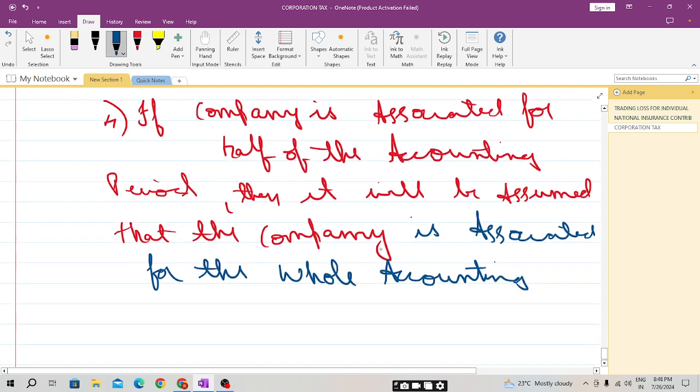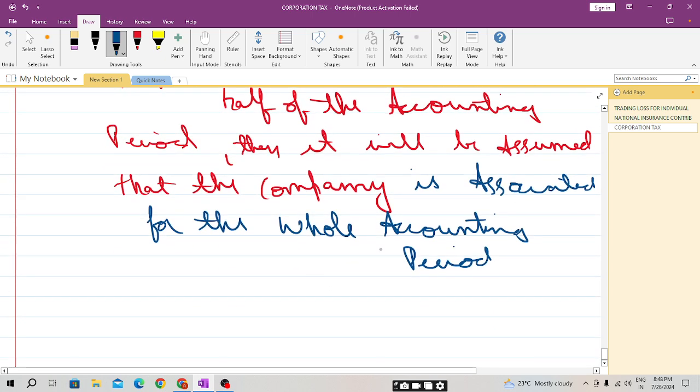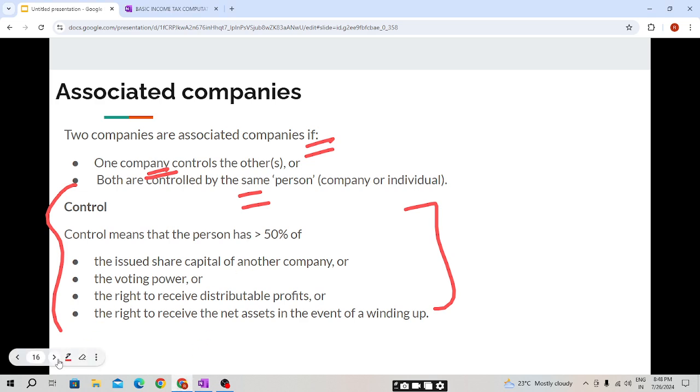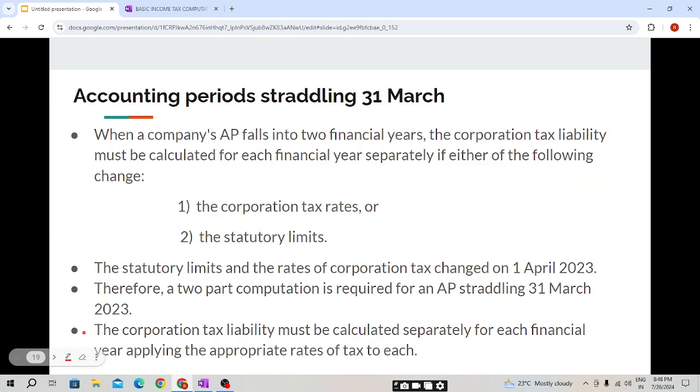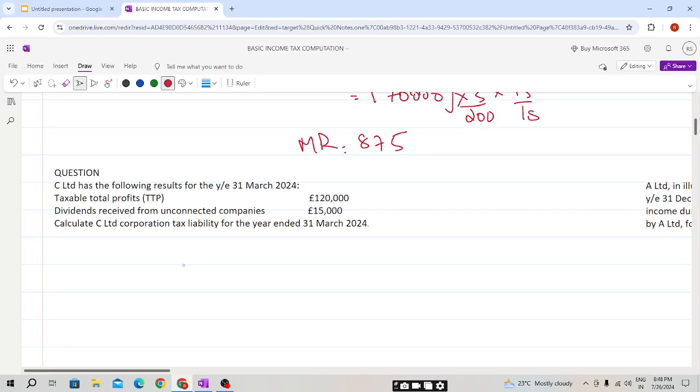Now we will be solving questions so that we have a better understanding of the short accounting period as well as the associated companies. In both cases, the issue was the same, students. We need to reduce it.